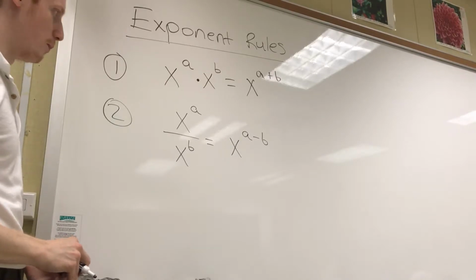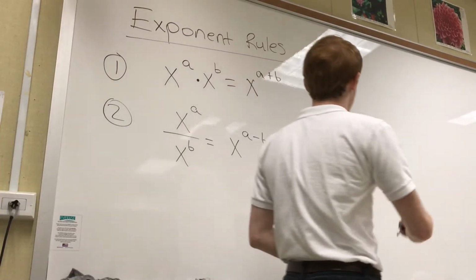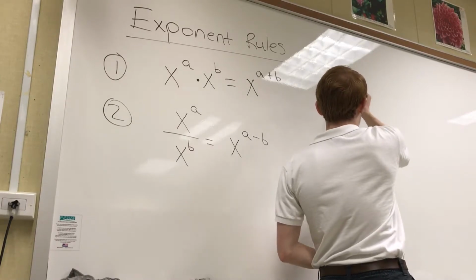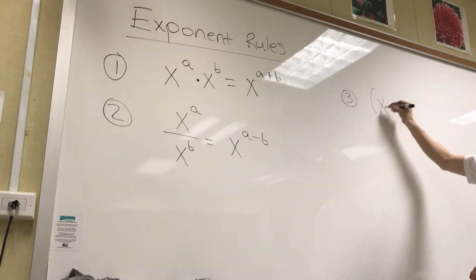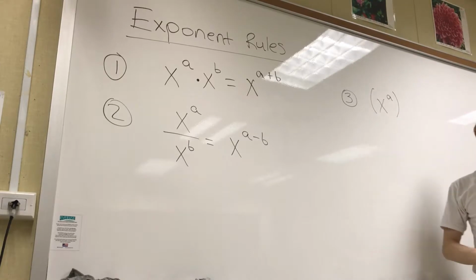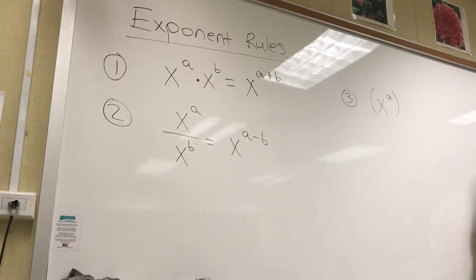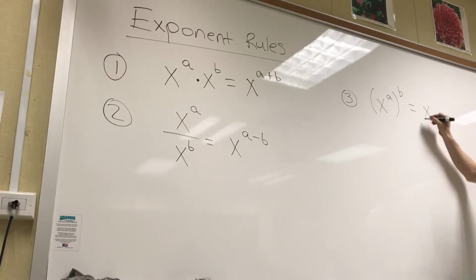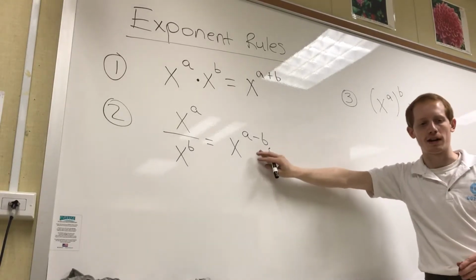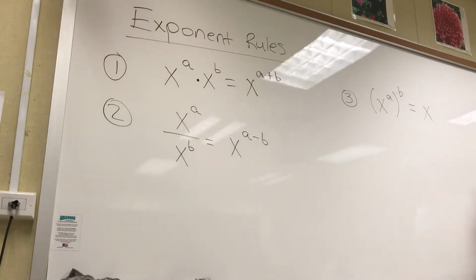All right, third rule. This is going to be a power to a power rule. So inside the parentheses, I'm going to have x to the a. And I'm just going to take this whole thing to the b power. And when I do that, instead of adding or subtracting the exponents, I'm going to multiply them together. So I get a times b. Now I don't really need that little dot there, but that just means multiply.